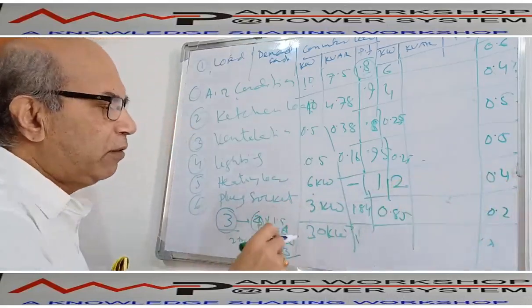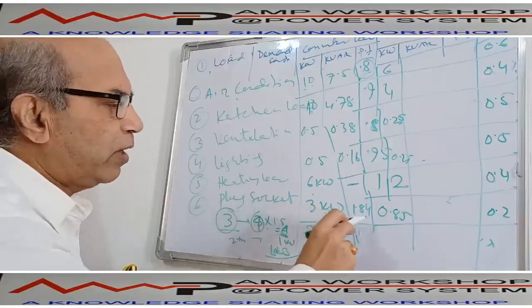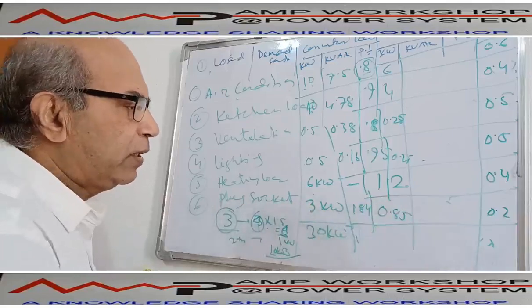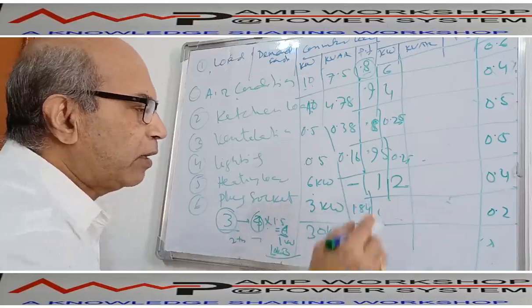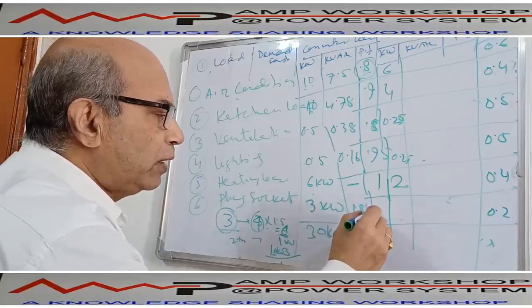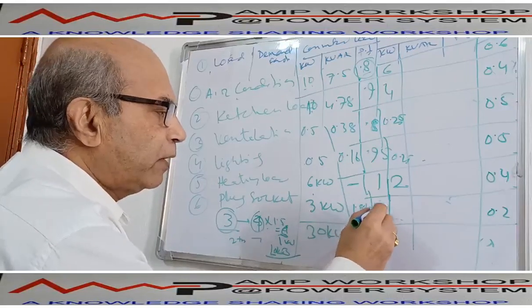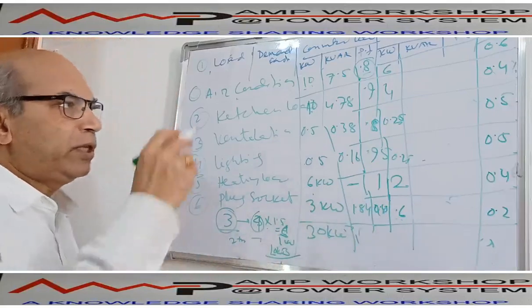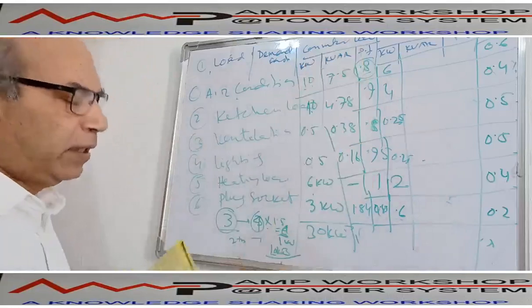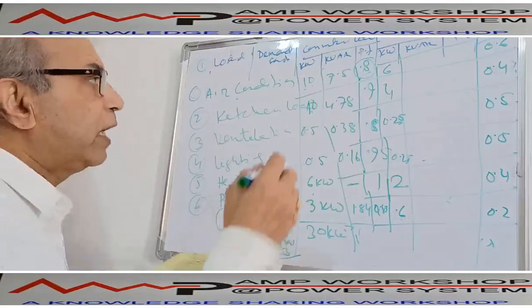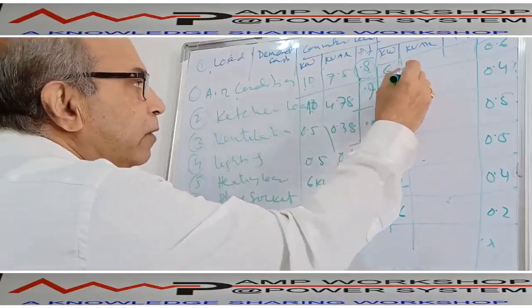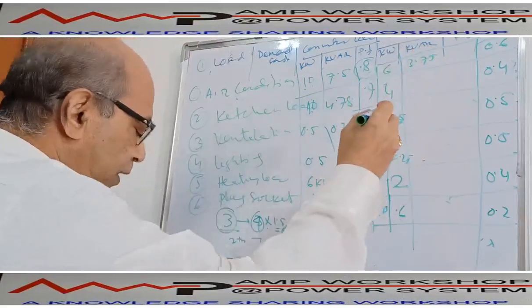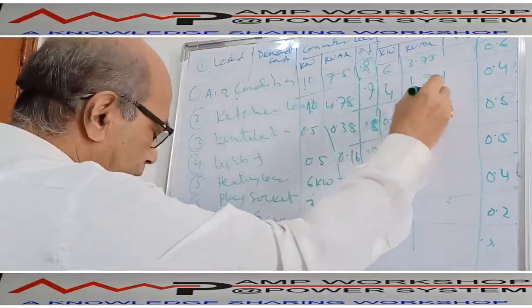Then 3 kilowatt. Now this plug socket is 3 kilowatt. If you consider this 3 kilowatt plug socket at a 0.85 power factor, it will be approximately 0.6. So this will be the total kilowatt. Then the corresponding KVAR, how much? If you calculate it, it will be 3.75 KVAR. This will be 1.91 KVAR.